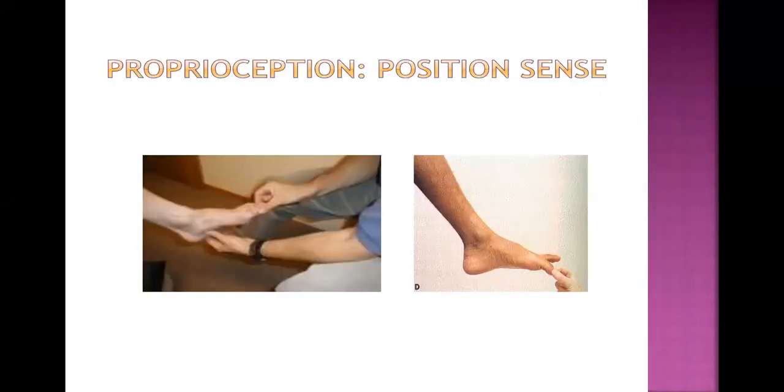Now another one is proprioception or position sense. See there, ask the patient to close the eye, then quickly move the joint in different directions and ask the patient in which direction the joint is now. Is it upside? Is it downside? Is it laterally, medially, something like that? This is how position sense is examined. This is also called examination for proprioception.